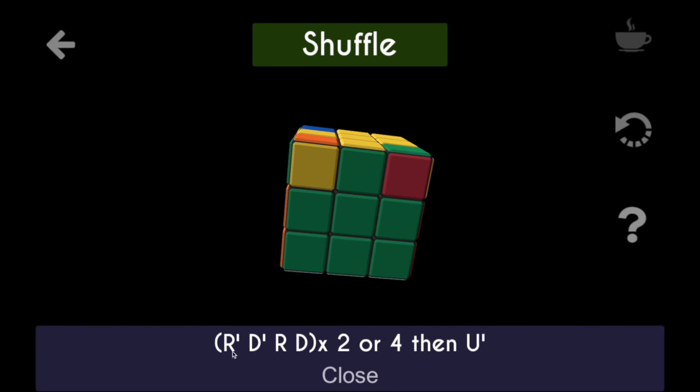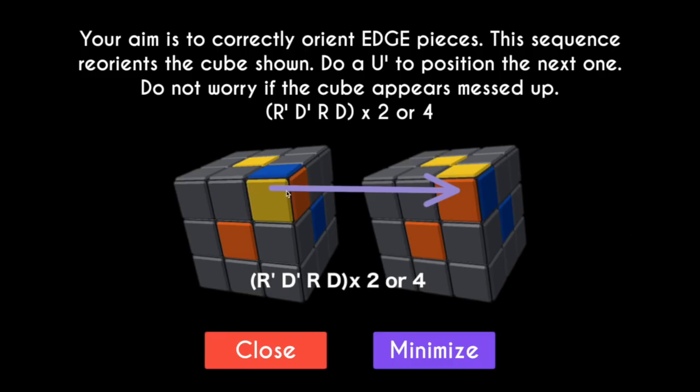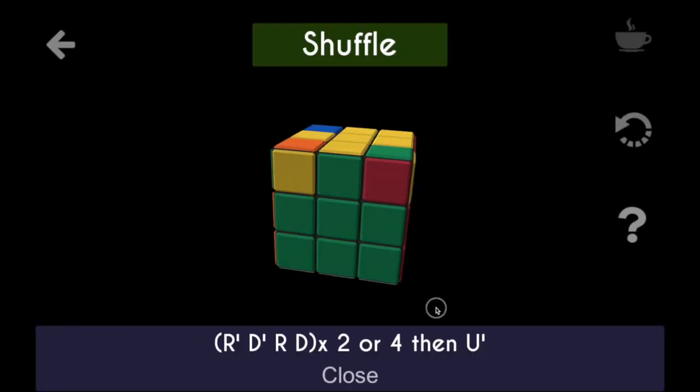So we need to apply this step 2 or 4 times. This step rotates the cube here and corrects the orientation. So let's try it out. So let us keep this cube that needs reorienting. So R dash D dash R, D, R dash, D dash, R, D. That's it. This is properly oriented.